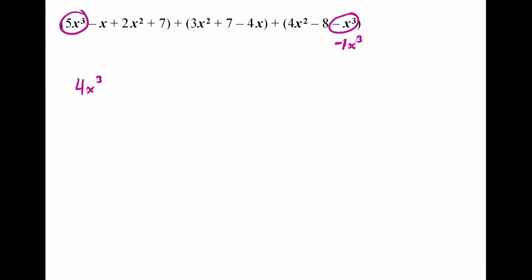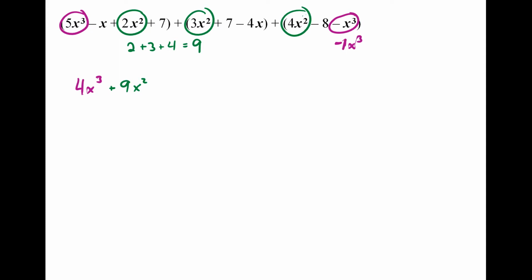Alright, moving on to the x squared. Here's 1, here's 2, here's 3. So I've got 2 plus 3 plus 4 gives me 9. So I have 9x squared.